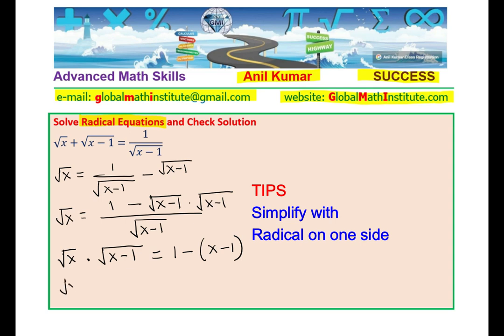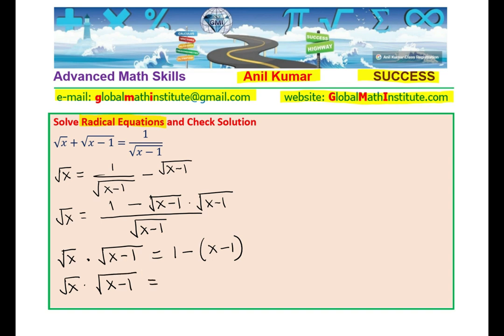Let's simplify. We get square root of x times square root of x minus 1 equals 1 minus x, minus 1, which is minus x and plus 1, correct? Great. So we have all the radicals on the left side and we have 2 minus x on the right hand side. Let me rewrite this. We have square root of x times square root of x minus 1 on the left hand side, and on the right hand side, 1 plus 1 is 2, so we get 2 minus x.